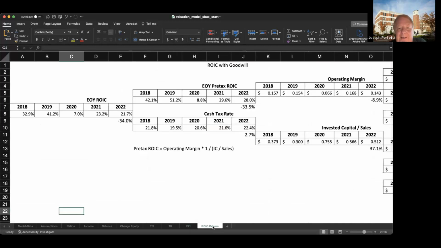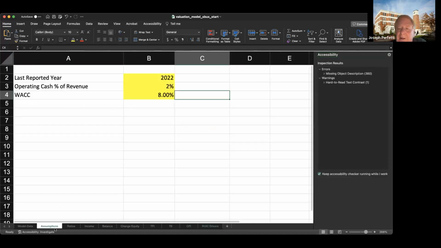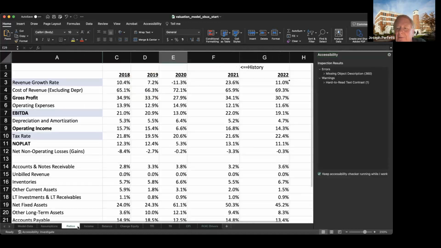This is the auto-generated ROIC tree for Starbucks. So we'll auto-generate a tree. There are 2 other tabs that are new in this version of the file that are going to be relevant: assumptions and ratios.